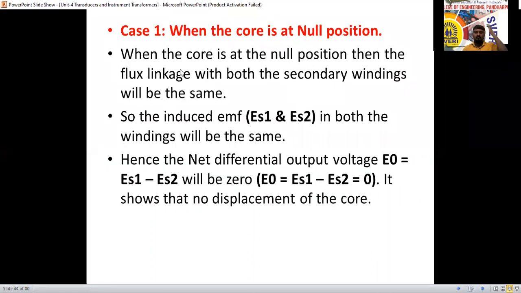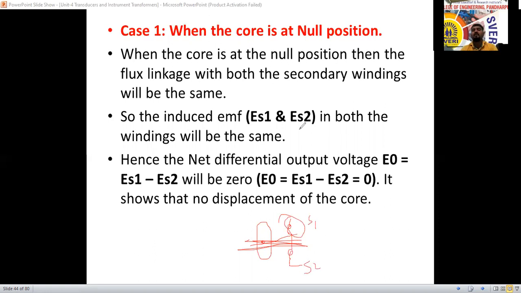Case 1. When the core is at null position. Null position we are going to consider here. It is null position means I will consider the core like this. So this is the shaft. Here a secondary winding S1 is there, and here another secondary winding S2 is there. The core is equally connected to S1 and S2. So the EMF induced in S1 is equal to S2.